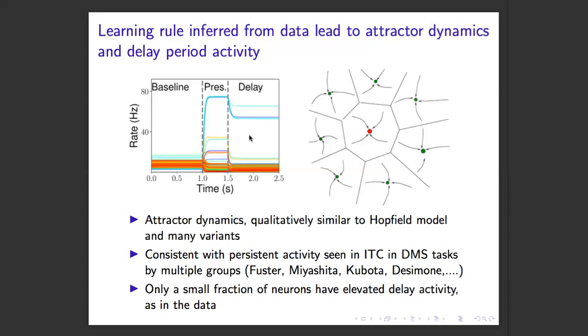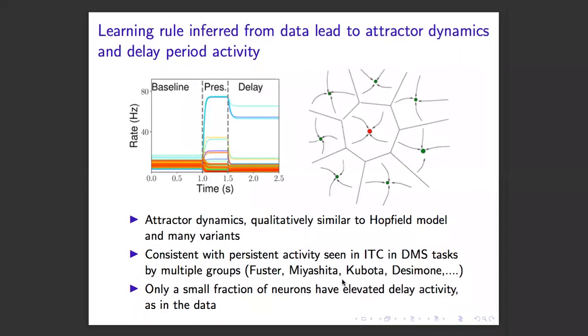And what you see as a manifestation of this, the network being an attractor state, is that these neurons here basically have a persistent elevated firing rate. And this is something that in fact has been observed in IT cortex in monkeys, especially in short memory tasks, such as, for example, the delayed match to sample task.